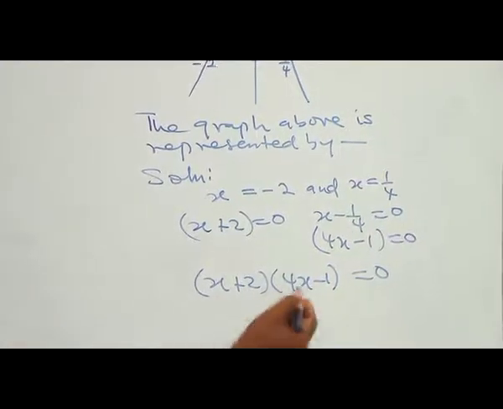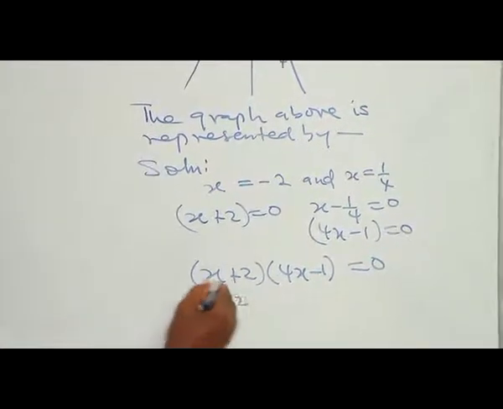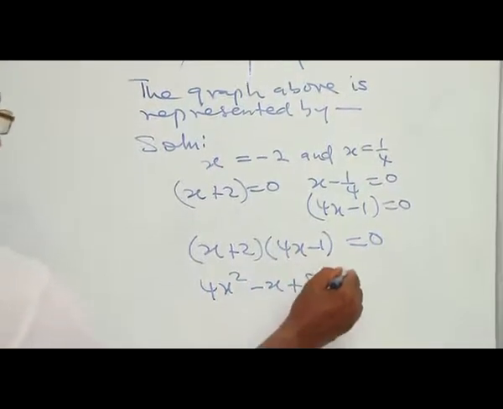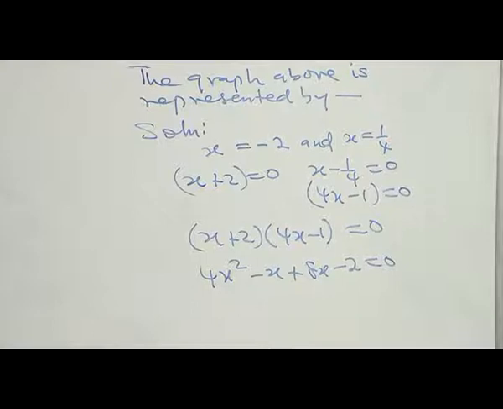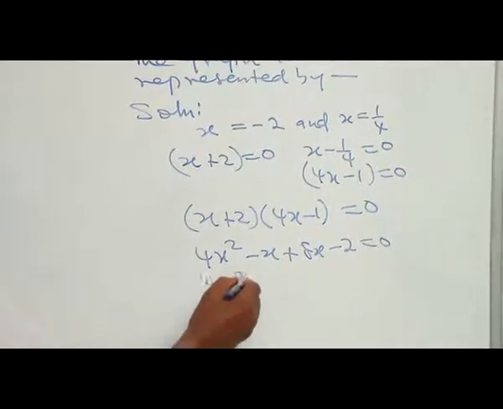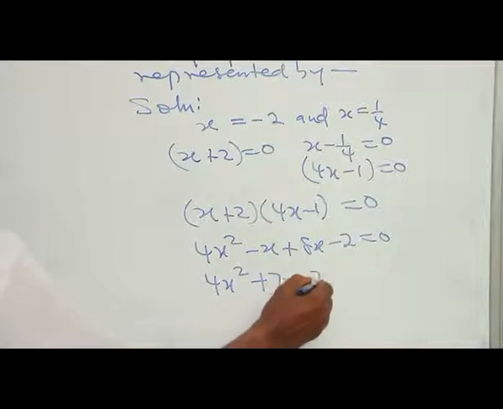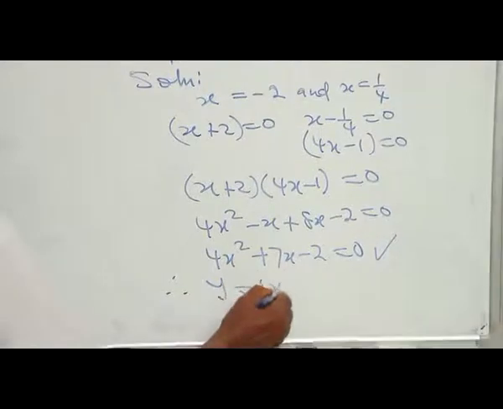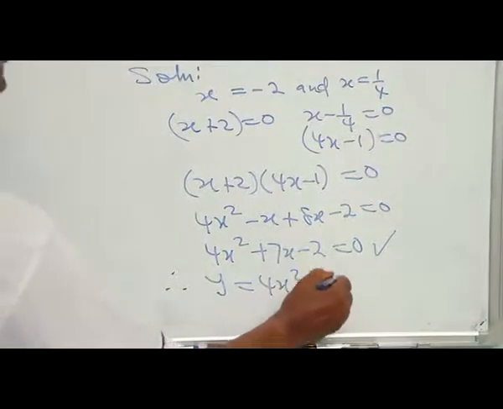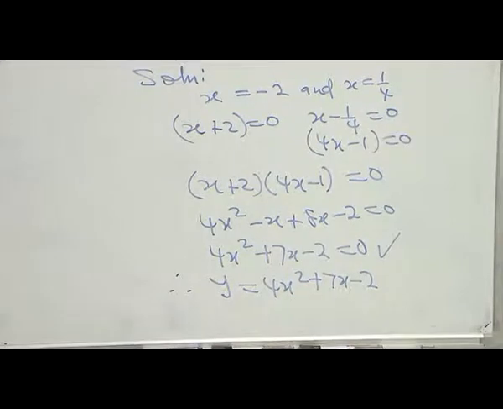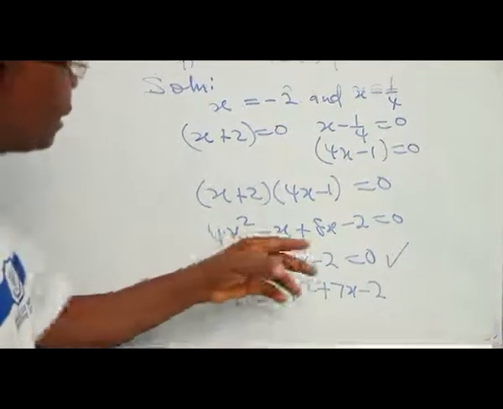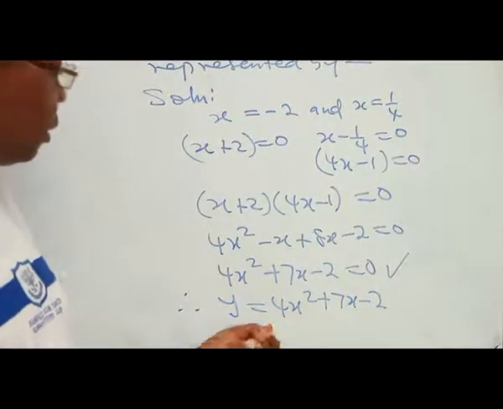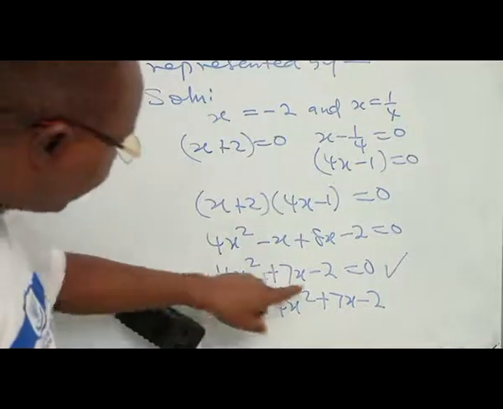So here we go, s times 4s will give us 4s squared, and then we have minus s, and then we have plus 8s, and then we have minus 2 equal to 0. Simplifying further, eventually we have 4s squared plus 7s minus 2 equal to 0. Therefore, we say y is equal to 4s squared plus 7s minus 2. Now, hold on. You realize that if we agree that this is the solution, then an error has occurred. The error, therefore, is occurring here.